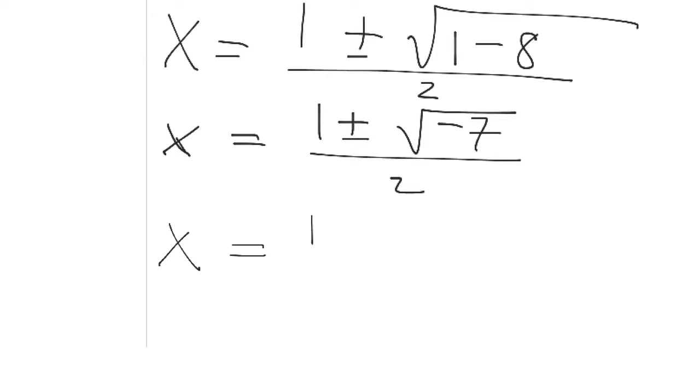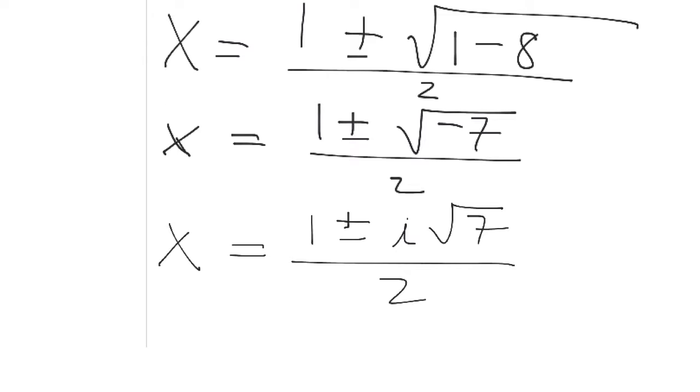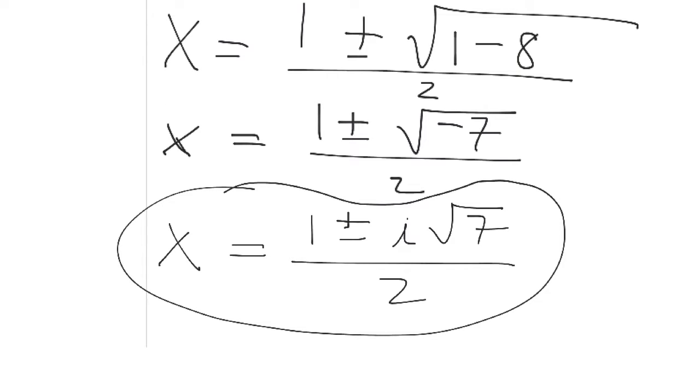But we can continue, we can move forward, because we can factor out the i. Square root of 7 over 2. And that, my friends, is the answer. It might be a crazy complex answer. When I say complex, I literally mean real plus imaginary is complex. It might have a square root, but there are 2 solutions here, and there they are. 1 plus i root 7 over 2, and 1 minus i root 7 over 2.